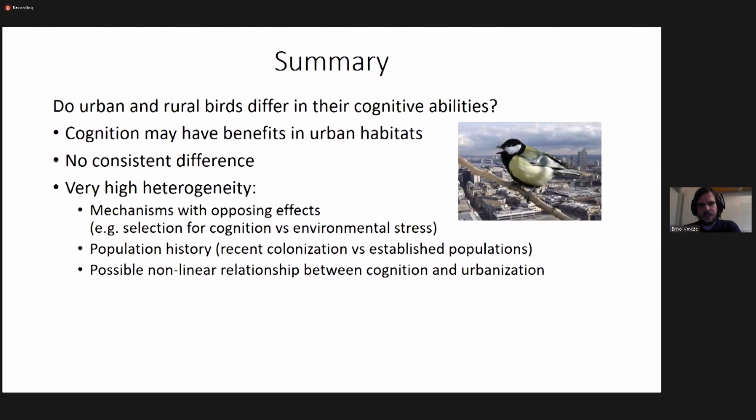So altogether, it seems that despite the benefits of good cognitive abilities in urban habitats, there is no consistent difference between urban and rural animals in their cognitive abilities. However, there are really heterogeneous results, which might be explained by mechanisms with opposing effects, but also by the history of the population and a possible nonlinear relationship between cognition and urbanization.